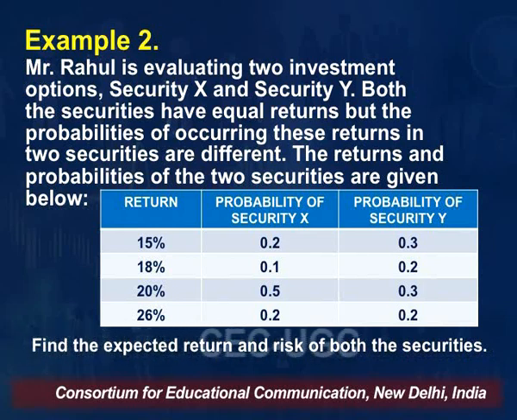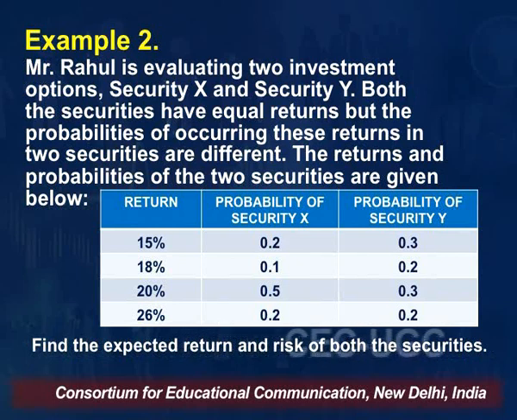So friends, what is given in the question is the return of security X and security Y. Mr. Rahul wants to invest in two securities, the X security and the Y security, and the different probabilities of getting these returns are also given. That is, in security X, the probability of getting a return of 15% is 20%, that is 0.2. The probability of getting 18% is 0.1, that is 10%. The probability of getting 20% is 0.5, that is, there is a 50% probability of a 20% return on the investment in security X, right.